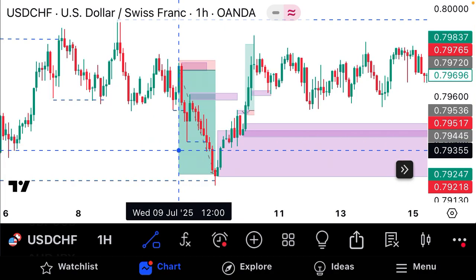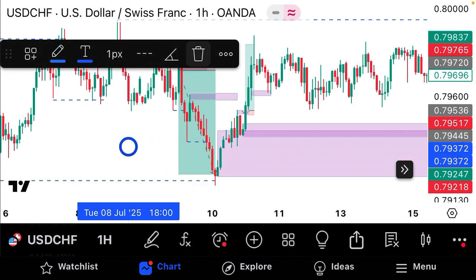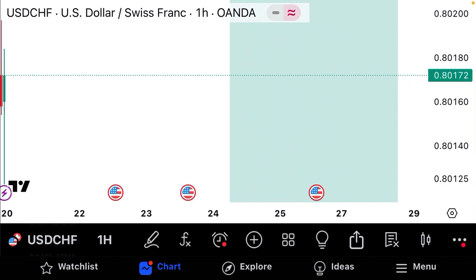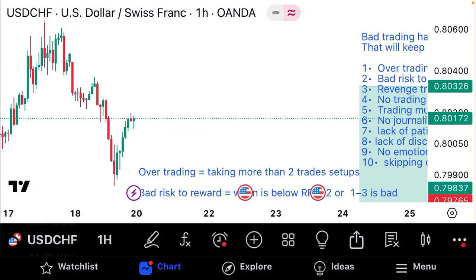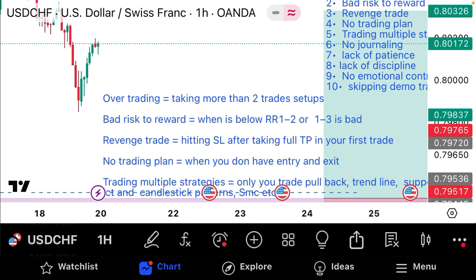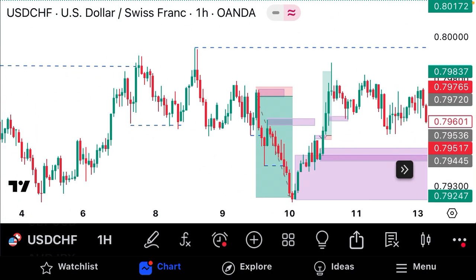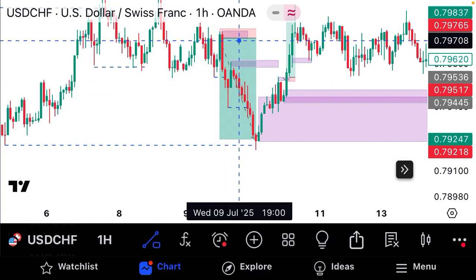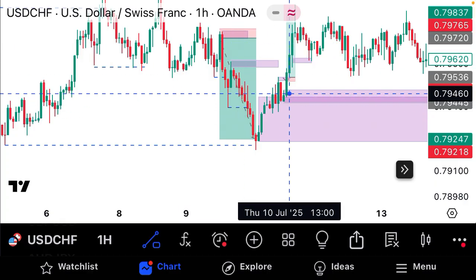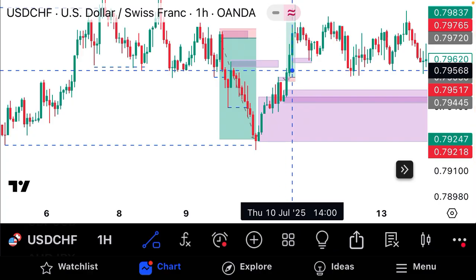So my explanation of revenge trade here is, revenge trade equals hitting SL after taking full take profit in your first trade. So like I said, let's say for example you caught this trade now, this ratio 1:10, and at this second trade setup you blow, you lost the trade.